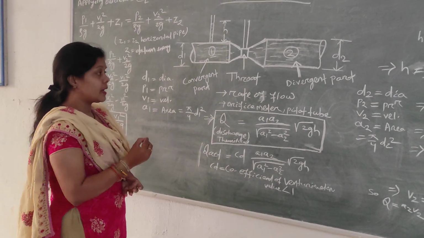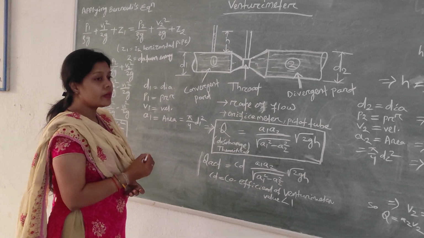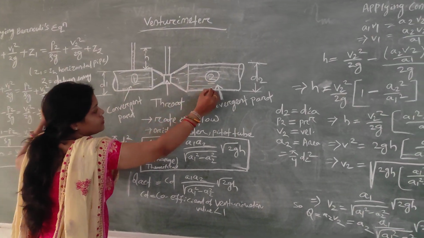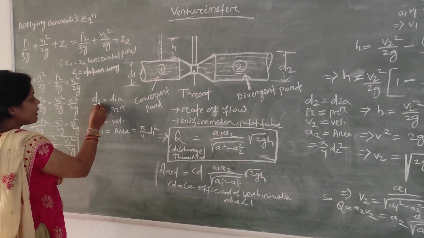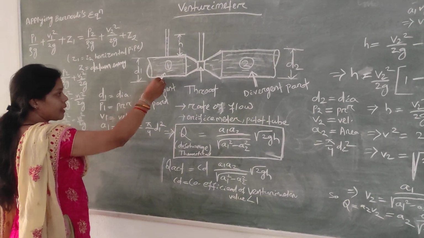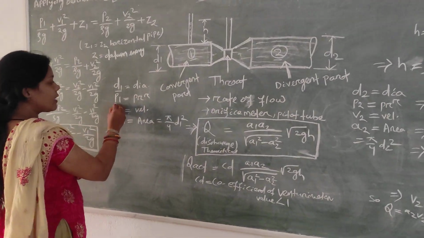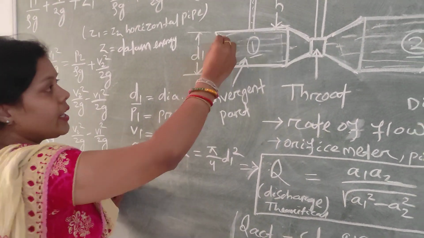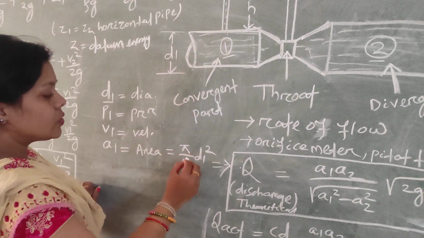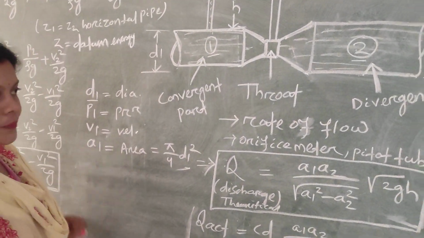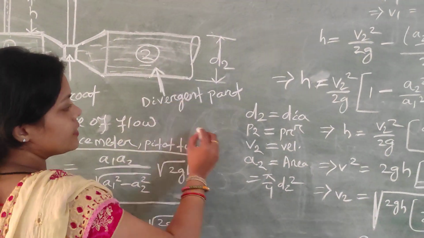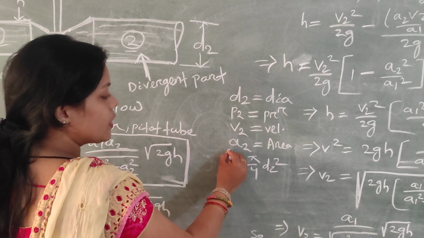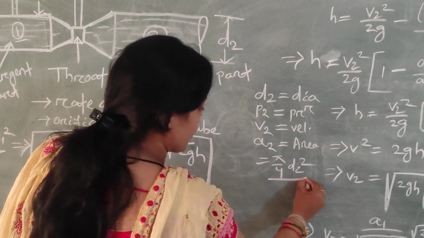Before calculating the flow rate, first we have to know the terms used in venturimeter. This is section 1, this is section 2. For section 1, d1 is the diameter of the converging part, P1 the pressure, V1 the velocity, and A1 the area, equal to pi by 4 d1 square. Similarly for the diverging part, d2 is the diameter, P2 the pressure, V2 the velocity, and A2 the area, equal to pi by 4 d2 square.